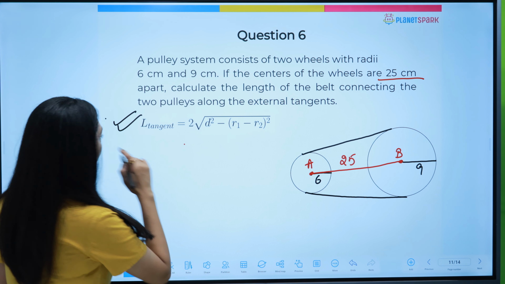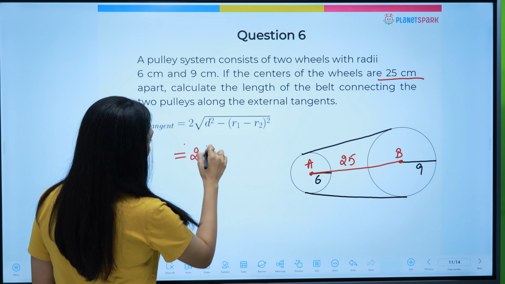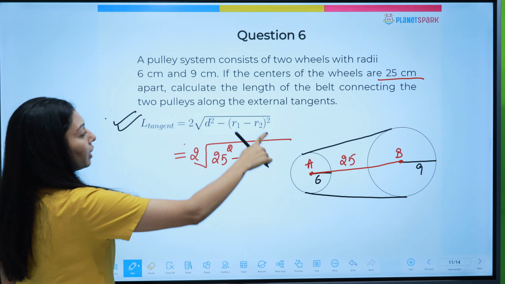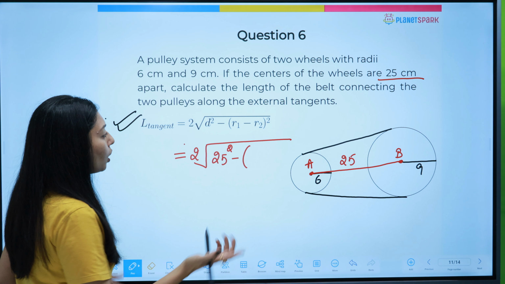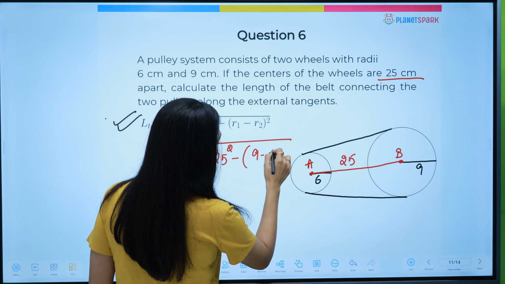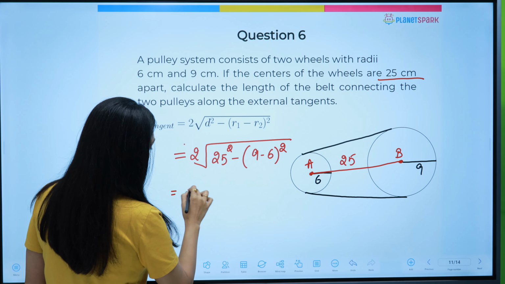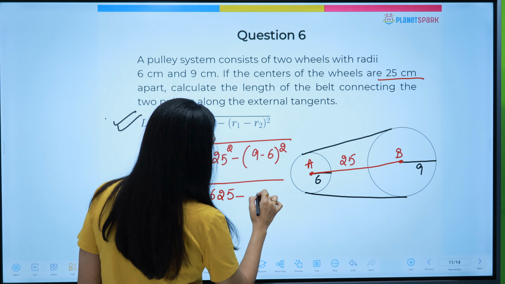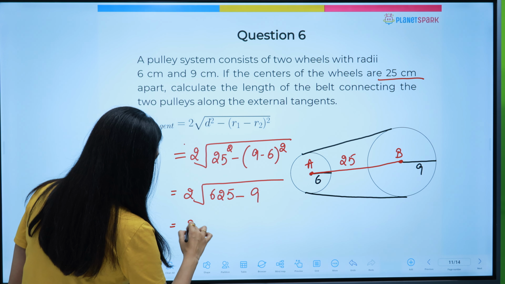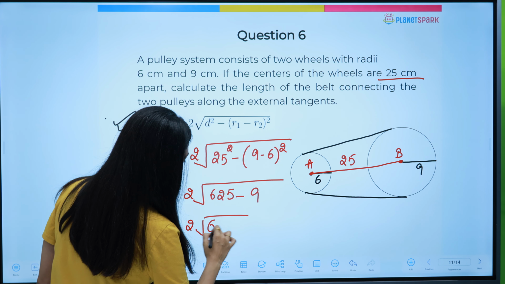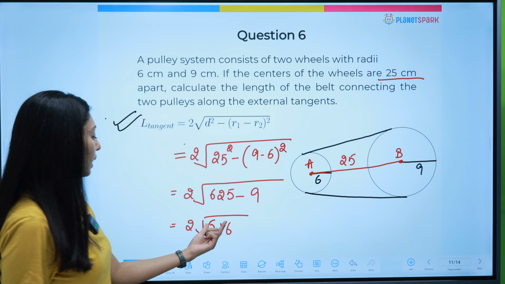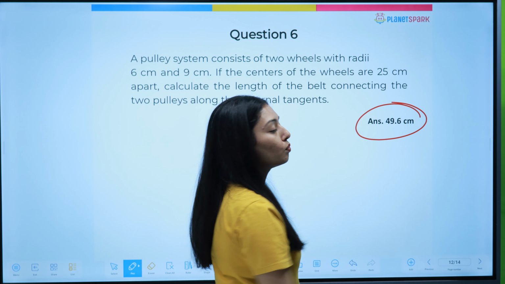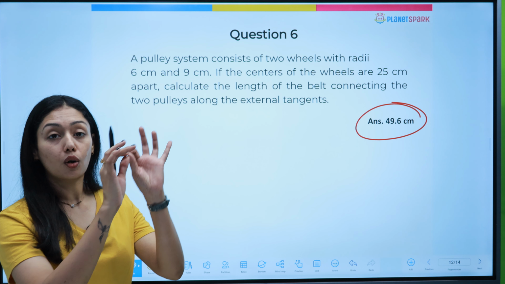So let's do that. Plug everything into this formula. 2 times under the root, 25 square minus any of the radii, you can take, since it is a whole square the negative sign will not be a problem. So we have, let's say, 9 minus 6 whole square. That is 2 times under root 625 minus 3 whole square, that is 9. 2 times under root 616. Right everybody? You can find this value in decimals, and the answer you are going to get will be 49.6 centimeters. That is the length of the belt there.